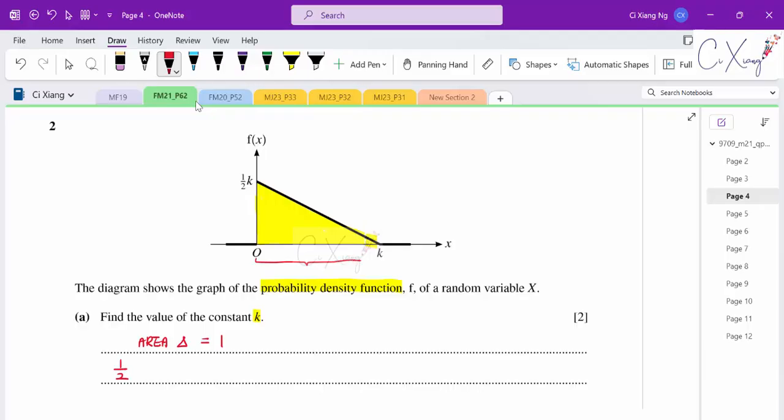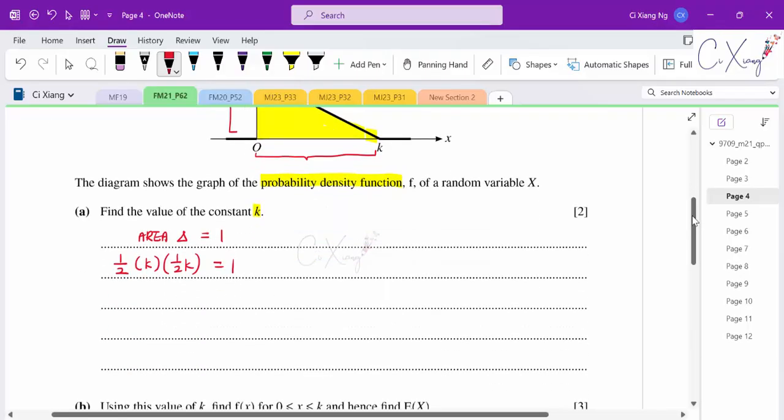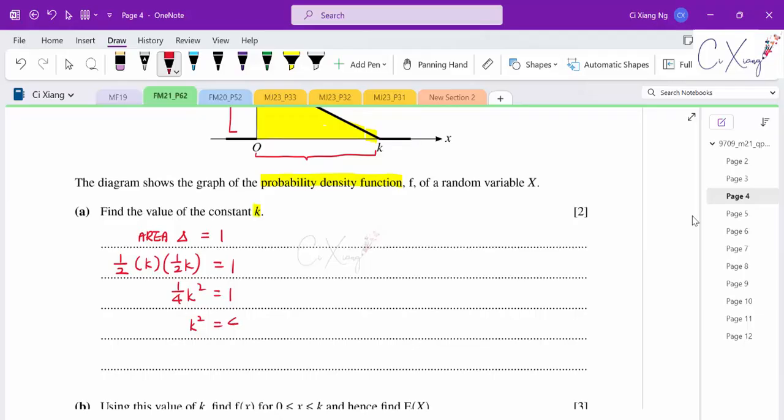What is the base? The base here is k. And what is the height of the triangle? The height of the triangle is half k. And that equals 1. Then when you have half times k times half k, you have 1 over 4 k squared equals 1. Therefore, k squared equals 4 and k equals plus or minus 2.